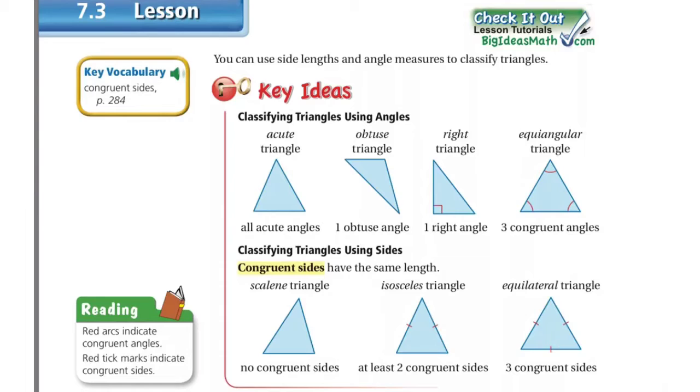For an isosceles triangle, at least two congruent sides. So if it's got two congruent sides, it's an isosceles triangle. And if all three sides are the same, we call it equilateral. Technically, it's an isosceles triangle too, because at least two of the sides are the same. But if all three are the same, we call it equilateral.